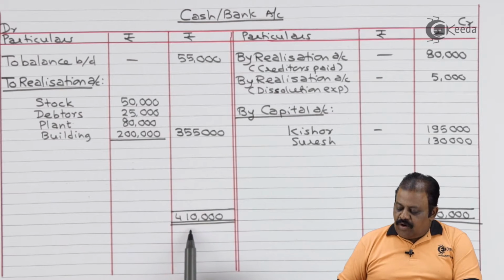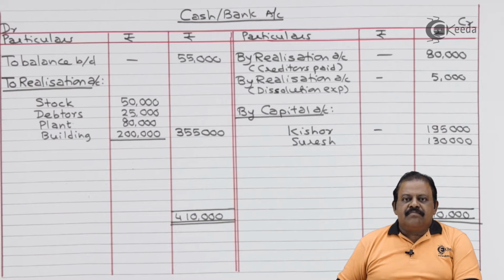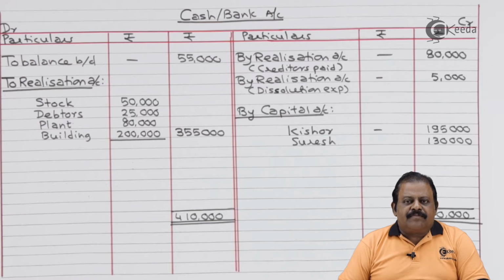Now we have to close cash bank account. Total of debit 4,10,000. Total of credit is also 4,10,000. That means cash bank account is tallying. It shows that we have correctly solved all ledger accounts. Therefore, cash bank account is tallying. We have completed ledger part of the question.